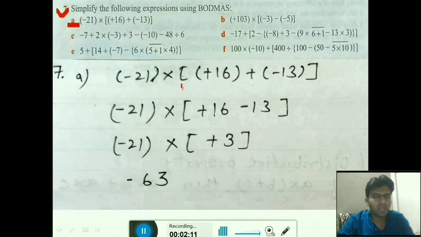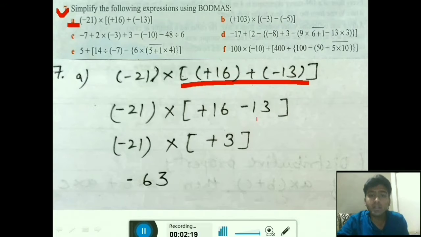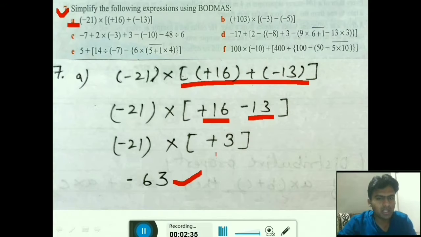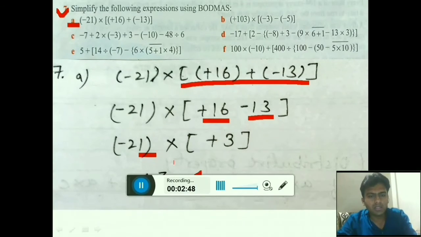What are we looking at here? Bracket. Which bracket is here? Round bracket. So first we will solve this bracket. By solving this, 16 minus 13 equals plus 3, because between plus 16 and minus 13 the bigger number is 16, so its sign will come. Now minus 21 is left outside, so multiply and you will get minus 63, because this is minus and this is plus. So 21 into 3: 3 into 1 equals 3, and then 3 into 2 equals 6. So the answer is 63.